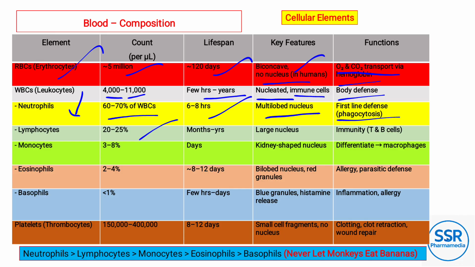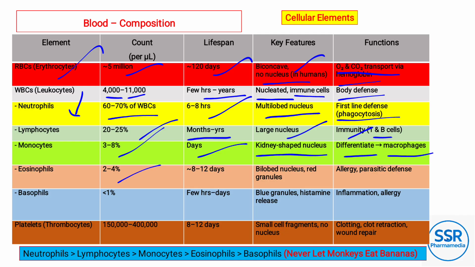Lifespan is months to years, and it has a large nucleus. It is mainly involved in immunity, with T and B cells. Monocytes, 3 to 8% presence in blood WBC, and its lifespan is some days. It has a kidney-shaped nucleus, and it mainly differentiates into macrophages.